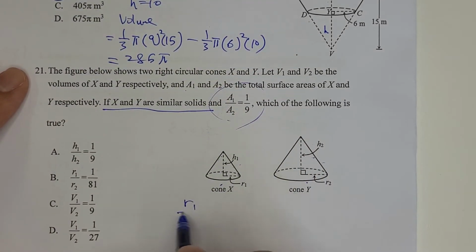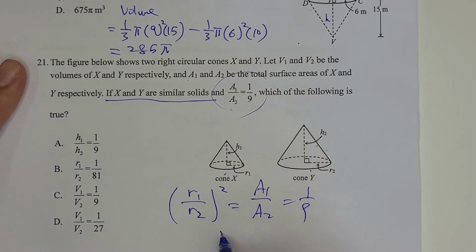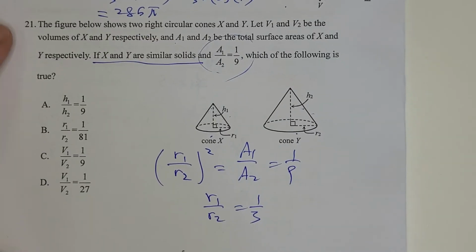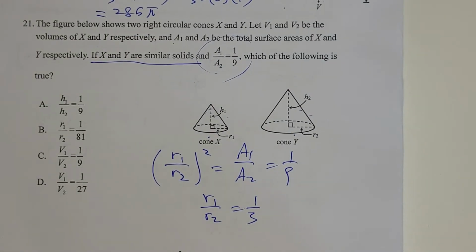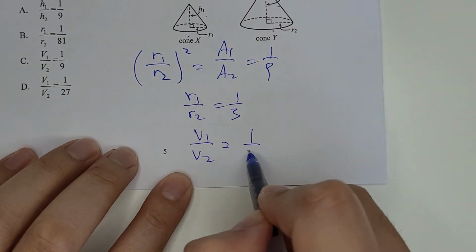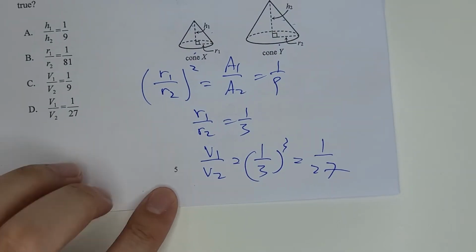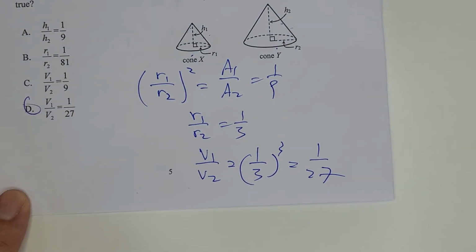So their length ratio, R1 over R2, when you take the square, becomes the area ratio, that is 1 over 9. And therefore, their length ratio is 1 over 3. Just take the square root. Now, you know their length ratio. So how about the volume ratio? The volume ratio would be the length ratio to the power 3. So 1 over 27. And therefore, the answer is D.